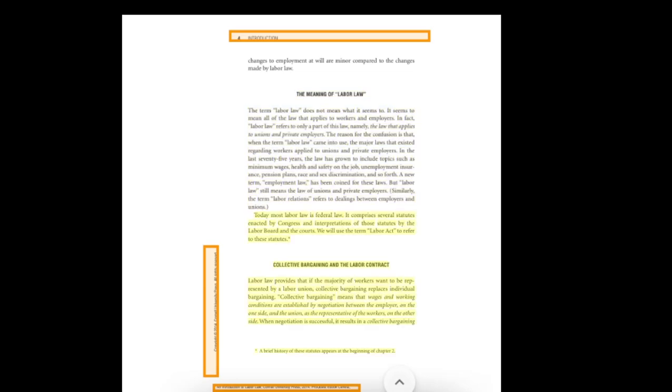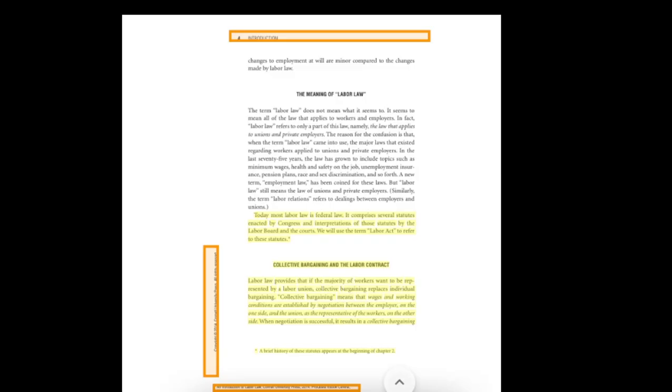Today most labor law is federal law. It comprises several statutes enacted by Congress and interpretations of those statutes by the Labor Board and the courts. We will use the term Labor Act to refer to these statutes. Collective bargaining and the labor contract.